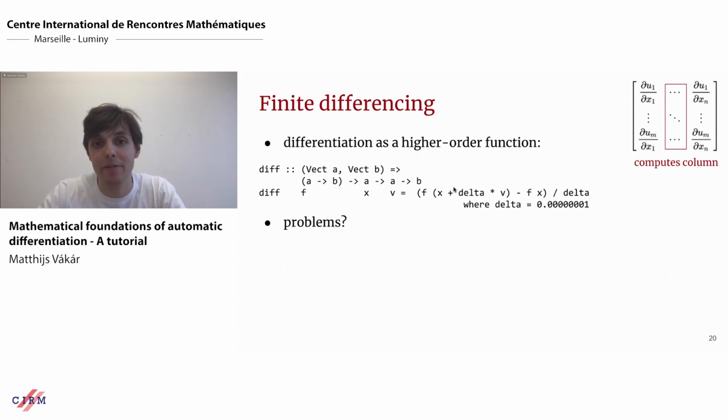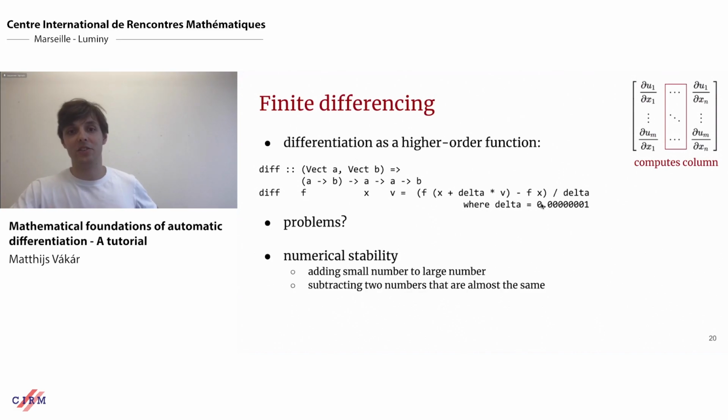No, I mean, one thing that's really bad here, for example, is that we're adding a number x that is quite large, presumably, to something that's very small, right? Delta was very small. So we're adding something very small to something pretty large, so we're losing a lot of precision there. And then we're subtracting two numbers, f of x and f of x plus something small, from each other, where those two numbers are almost the same, right? So that can't be good either, and we also lose a lot of precision. There are probably more ways in which this is bad, but numerical stability is a huge problem in practice with this method.